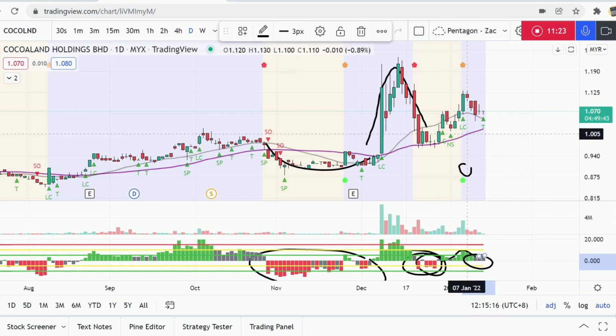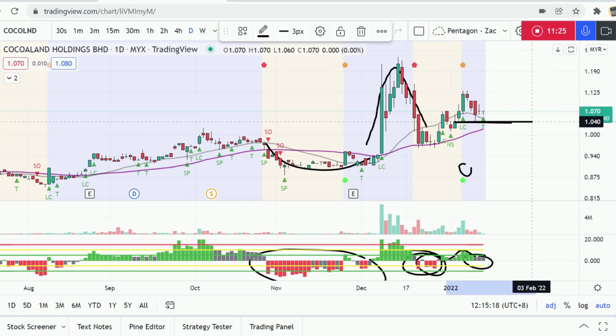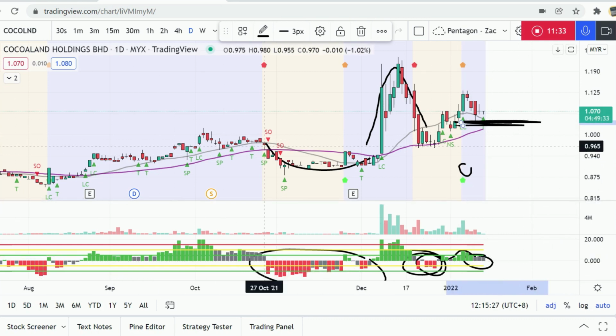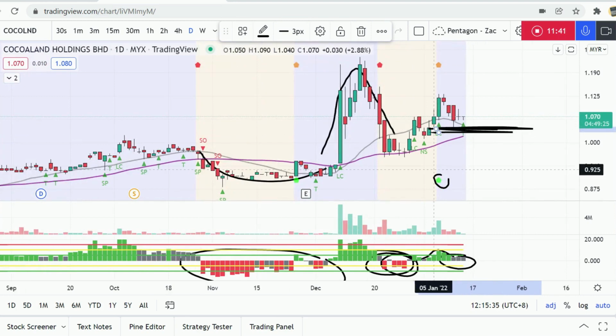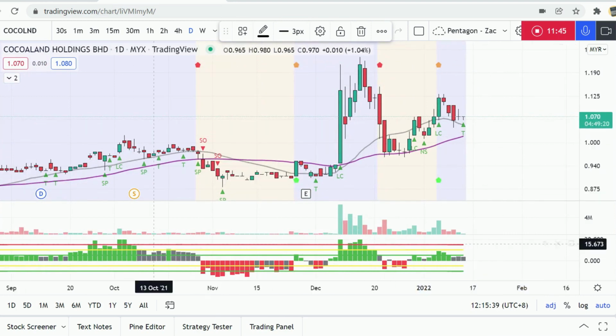Okay, so again, I'm not sure whether we'll see sound strength or not. Okay, hopefully we'll see more sound strength, just like for example, RESINTEC earlier on, right? We got this area with NS. So this is the area that we want to look for more sound strength close to support. Okay, now the moment COCOALAND have a T signals, okay, have test signals. But again, we need to see the closing of today, right? So let's see how it goes.